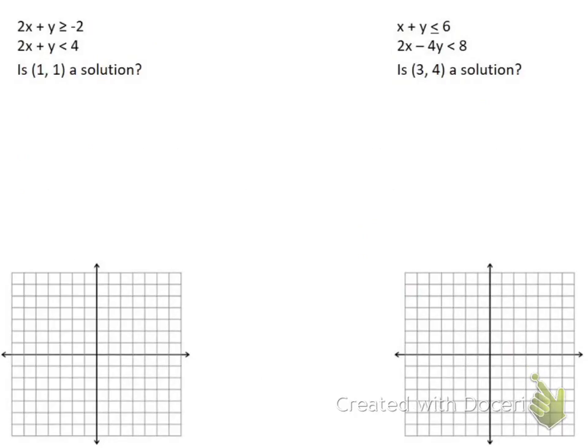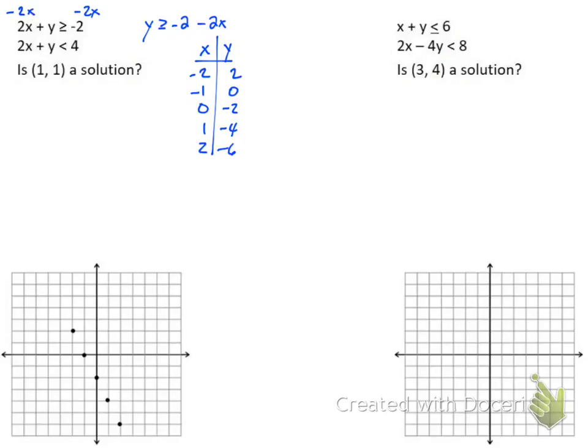With these, again, same thing. These are going to be two lines with slope. And so I'm going to get my x or my y by itself first. Get y is greater than or equal to -2 minus 2x. So when I do that, I get my xy table. So this is -2. So when I plot this graph, there's my graph. It's going to be a solid line.